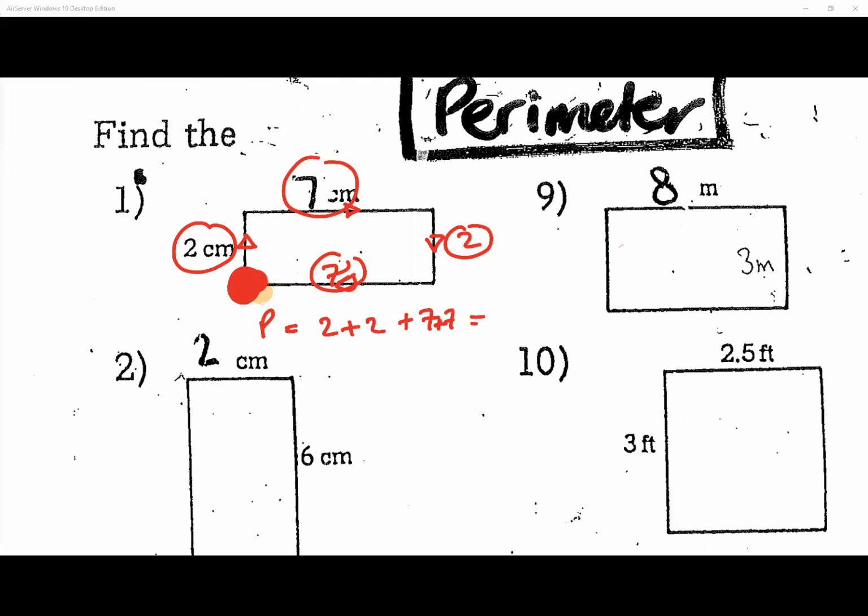So 2 add 2 is 4. 4 add 14 is, what's the answer, Aisha? 18. 18 centimeters. Okay, now, so the perimeter, will it be centimeters or centimeters squared?